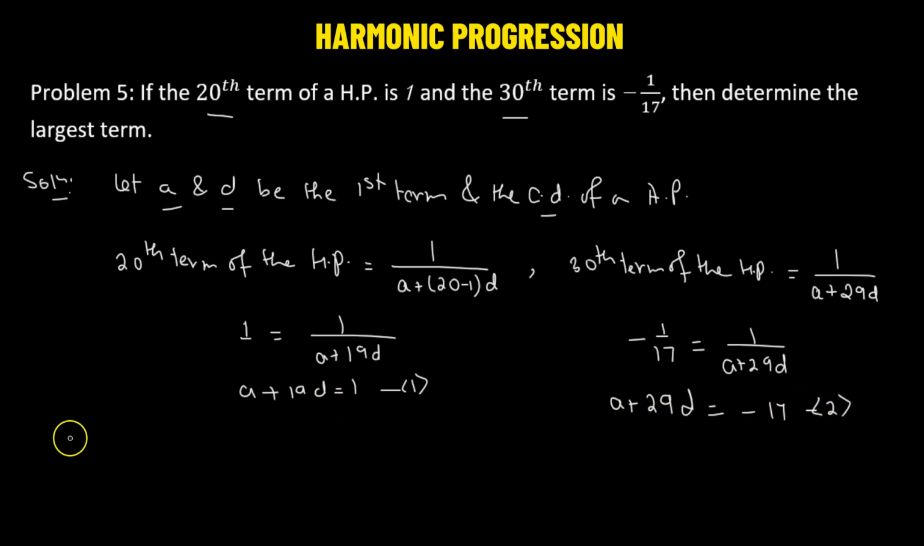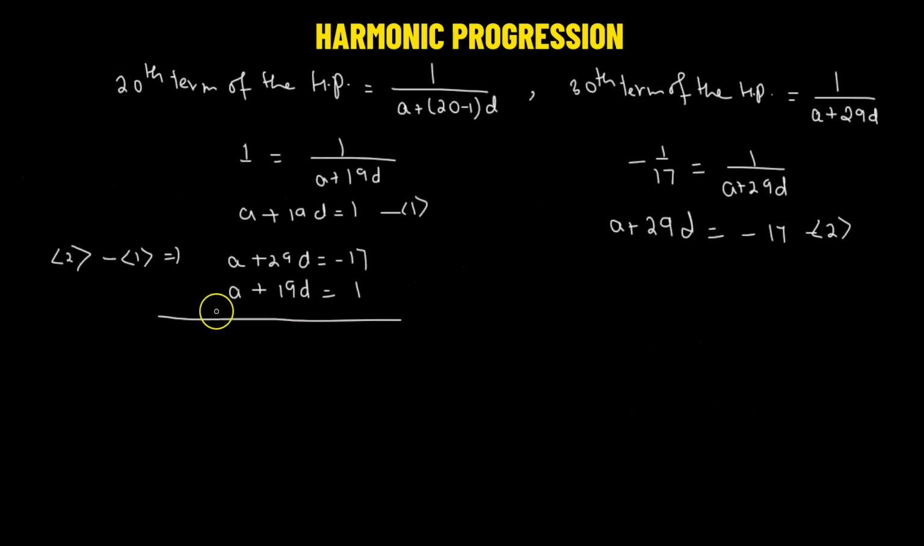The next task is to find the values of a and d, because we have two unknowns and two equations. Let's take equation number 2 and subtract equation number 1 from it. Equation 2 is a plus 29d equals negative 17, and equation 1 is a plus 19d equals positive 1. We subtract them: a minus a goes away, 29d minus 19d is 10d, and 10d equals negative 17 minus 1, so negative 18. So d comes out to be negative 18 over 10, or simply d equals negative 9 over 5.